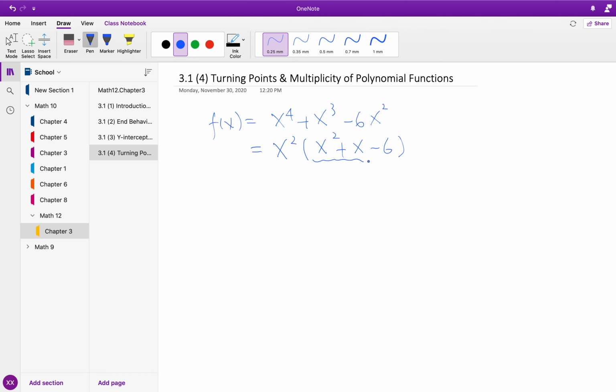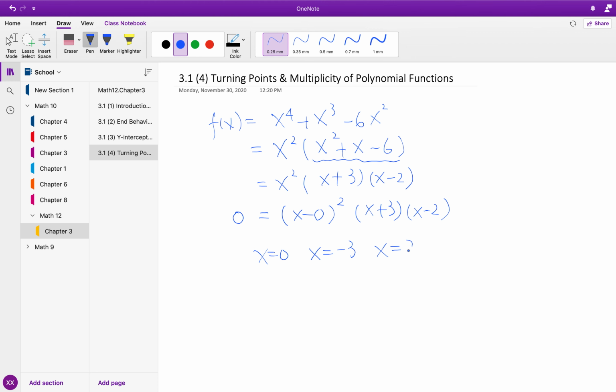Now factor this. That is x to the power of 2, x plus 3, and x minus 2. So now here we could rewrite this as x minus 0 to the power of 2, and that and that. So therefore our roots or solutions, when f(x) equals 0, are x equals 0, x equals negative 3, and x equals positive 2.